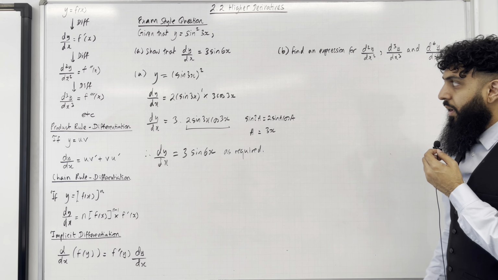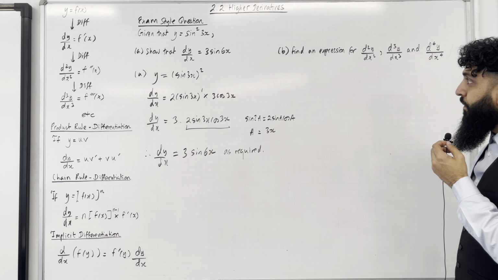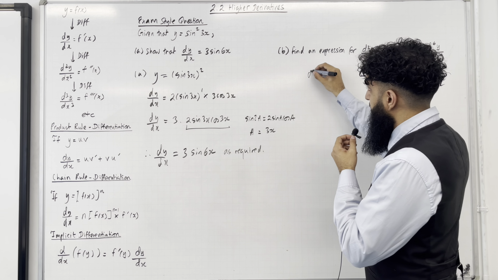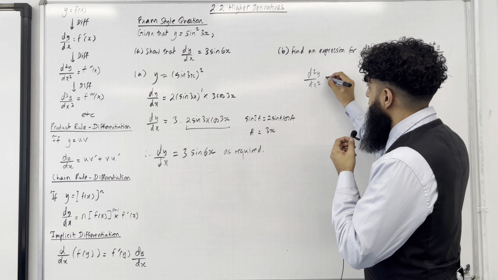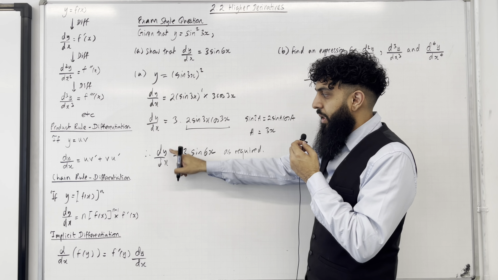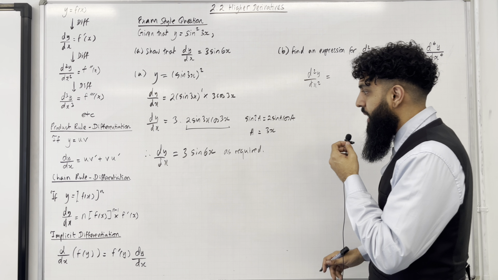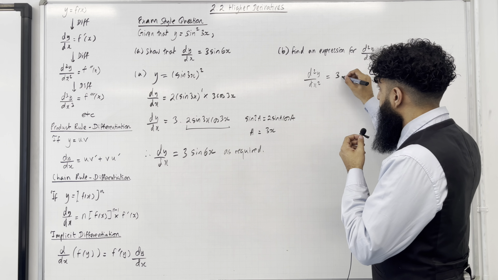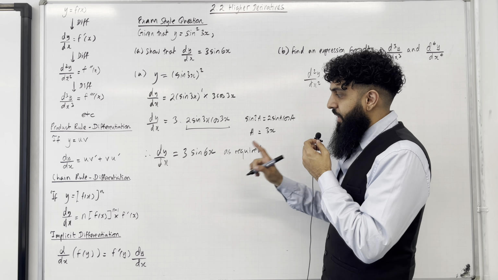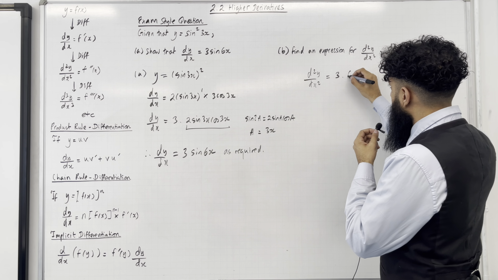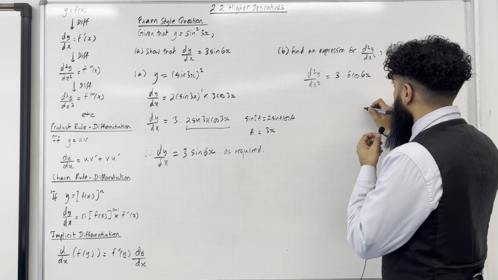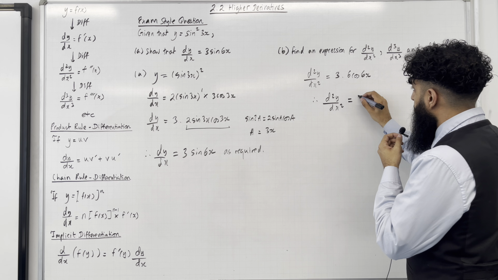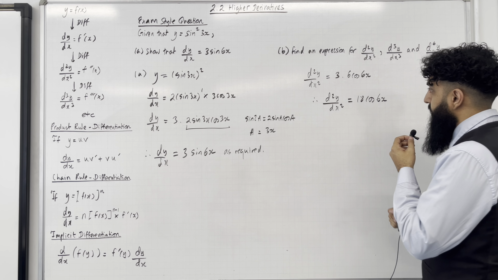Moving on to part B of the first exam style question. Find an expression for d2y over dx squared. So d2y over dx squared is equal to, I need to differentiate my dy over dx. In other words, I need to differentiate 3 sine 6x. Okay, no problem. I've got the 3 multiplied by the sine 6x will differentiate to 6 cos 6x. Therefore, the d2y over dx squared will equal 18 cos 6x.